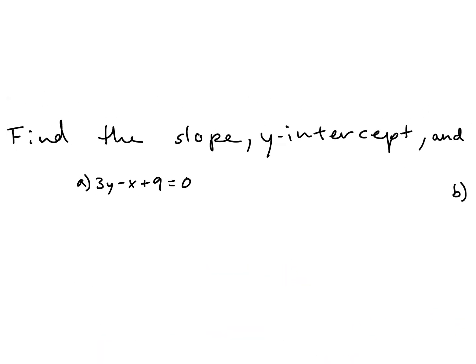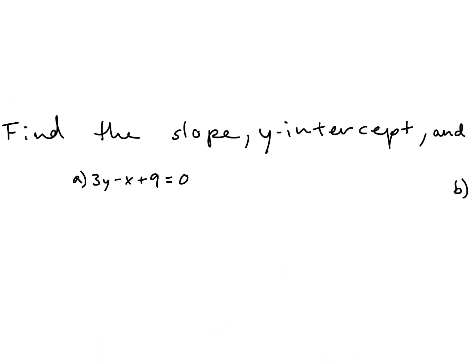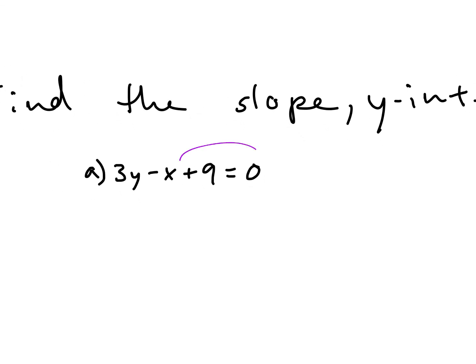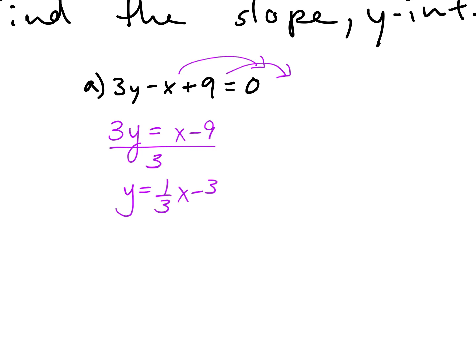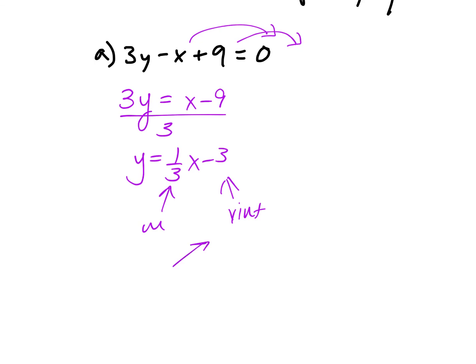You are going to have a question where you have to identify the slope, the intercept, and graph. You can all handle this, no problem. If I move this x over and this 9 over, this becomes 3y equals x minus 9. Divide by 3, you get y equals 1/3 x minus 3. What's the slope? 1/3. What's the y-intercept? -3. Is this a positive or negative line? Positive. So it's going to go like that. You can graph it.